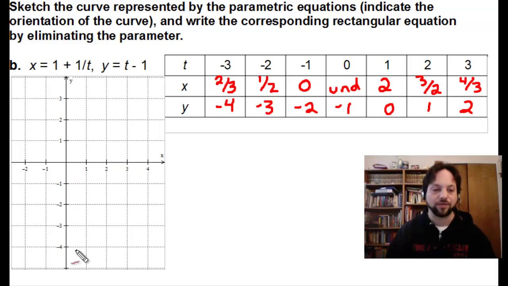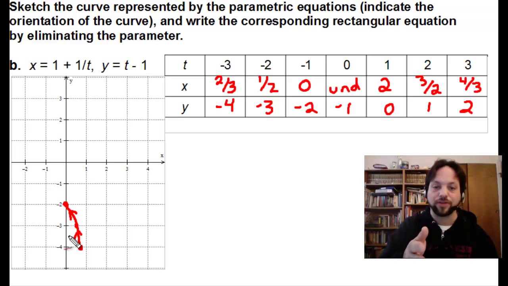2/3, -4 is going to be a point about right here, let's say. From there, we're going to go to 1/2, -3, and then we're at 0, -2. And then we have this undefined thing, so I'm not really sure how to graph that. But what I do know is that we do have something going like this, and it is going in this direction. All right, well, let me take a break from that one.